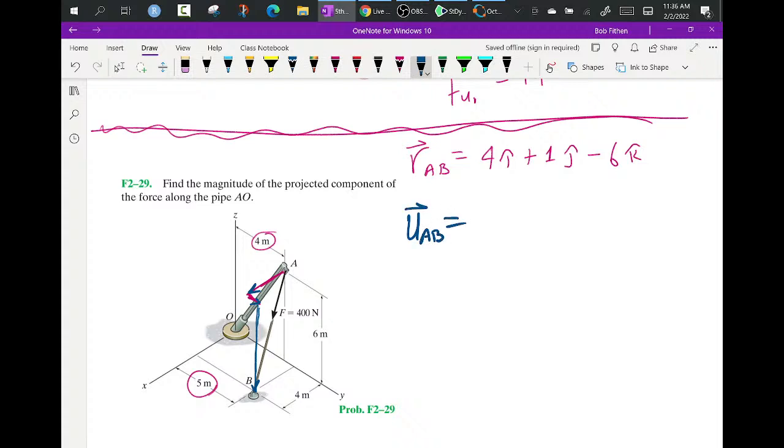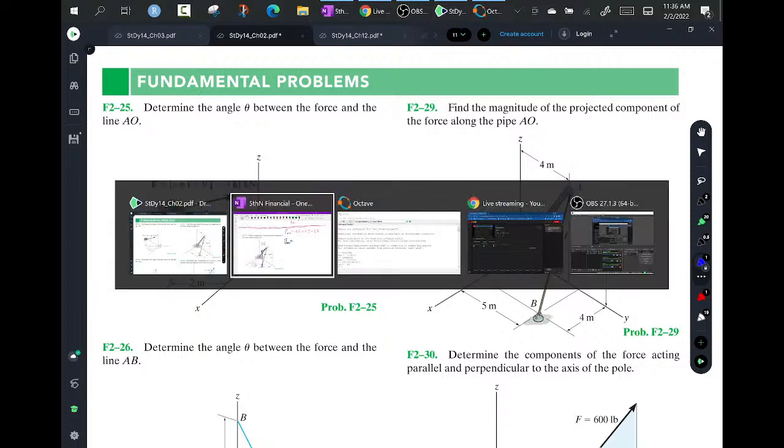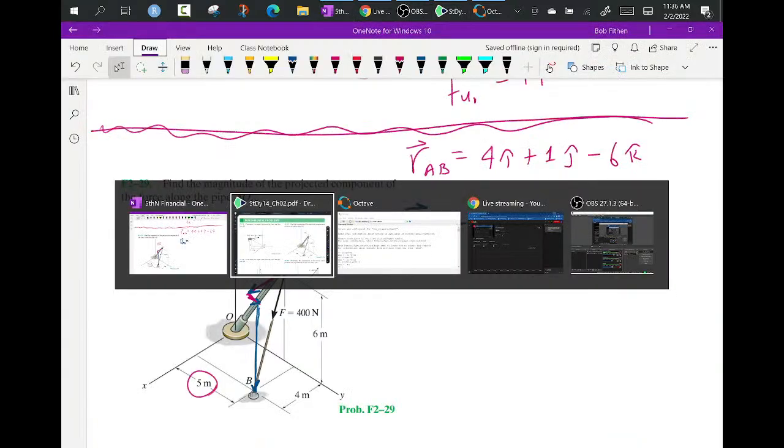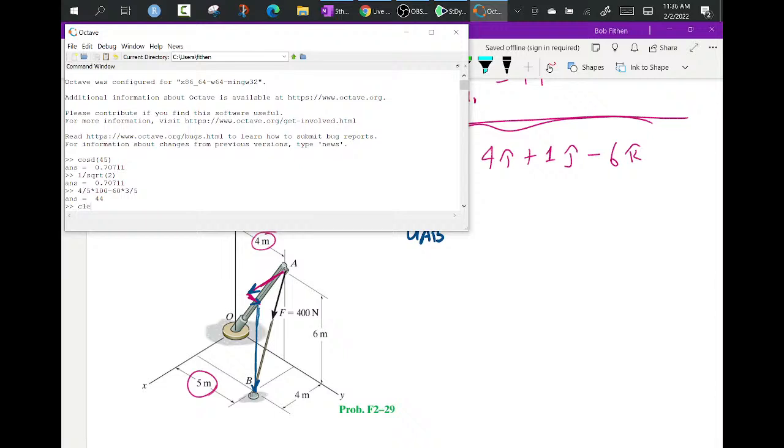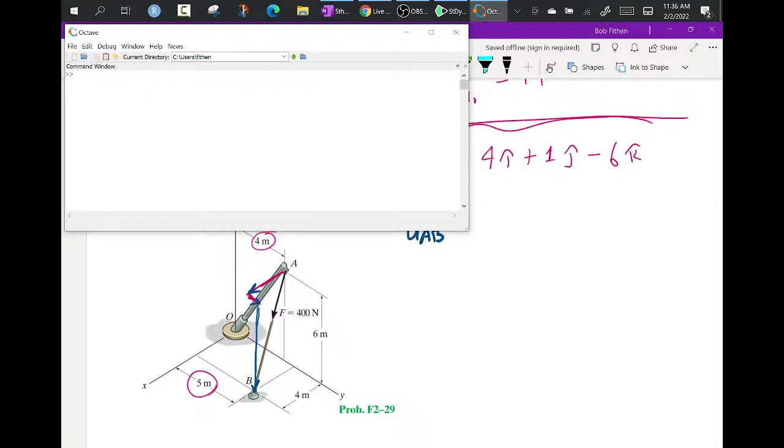Oh, I pushed the wrong thing. First let me get back to here, then I want to get right there. Okay, so I want to clear the screen. And now I want to list this as RAB equals 4, 1, and minus 6. Now I'm going to find the unit vector. The unit vector AB is equal to RAB divided by the norm of RAB.